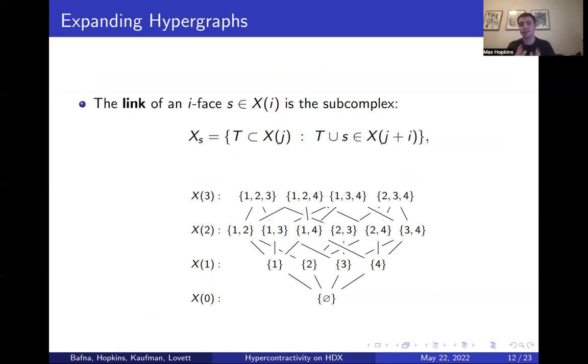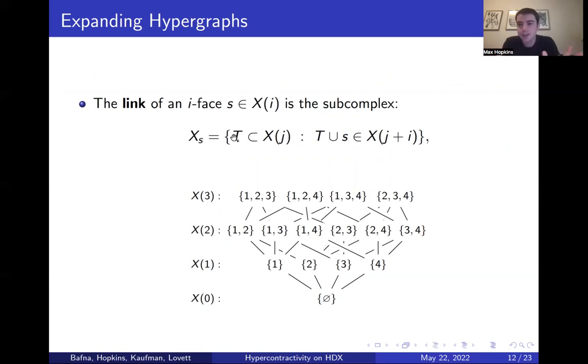Okay, so let me formalize this a little bit. What are these restrictions exactly? These in the literature are called links. So every face in the complex, every i-face, has a corresponding restriction or subcomplex called the link of that face, Xs, which is basically given by taking everything that includes s in the complex and then removing s.